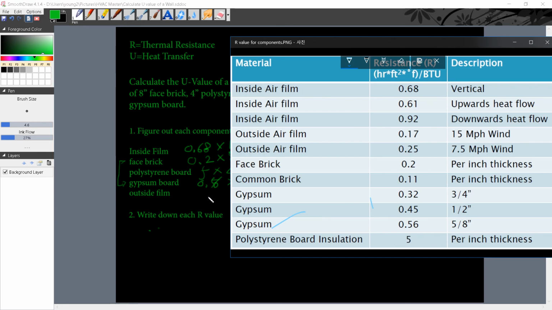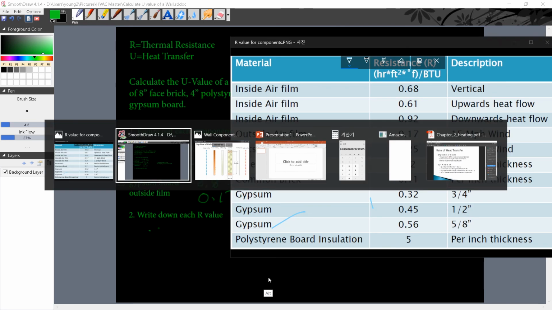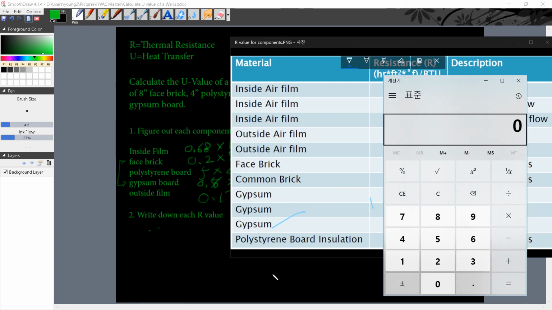Now outside air film. Outside air film depends on the wind, because outside there's going to be wind, right? And let's go with the first one. It doesn't matter, it's an example. So 0.17. Okay, 0.17, and so yeah, that's it.